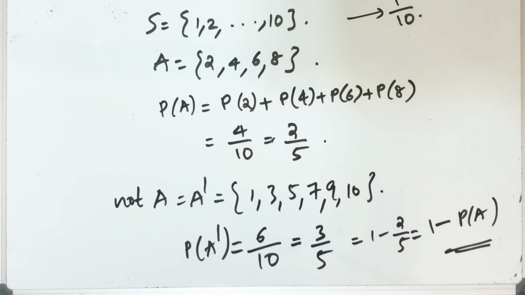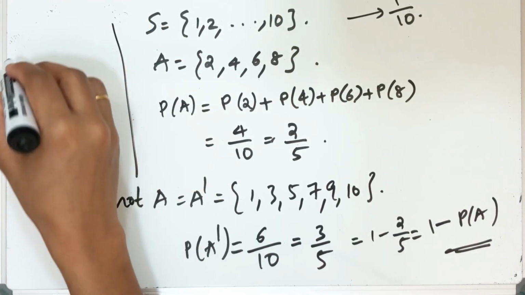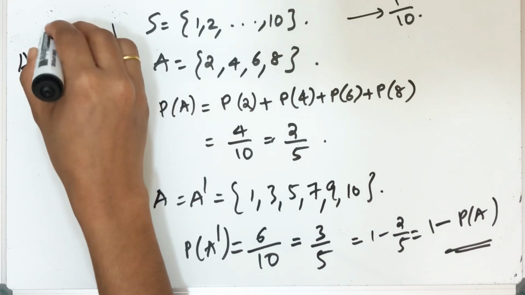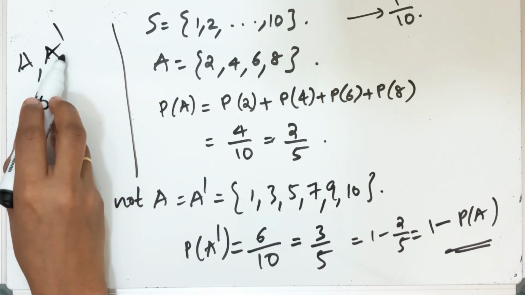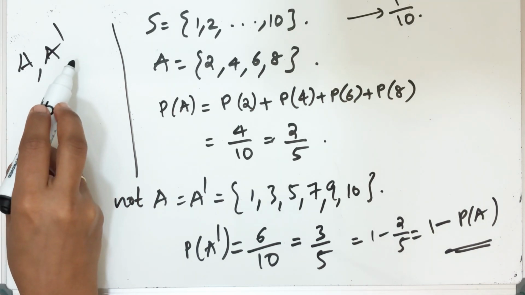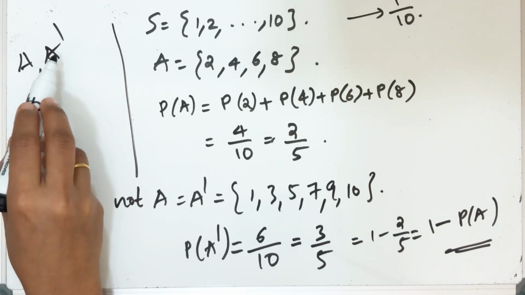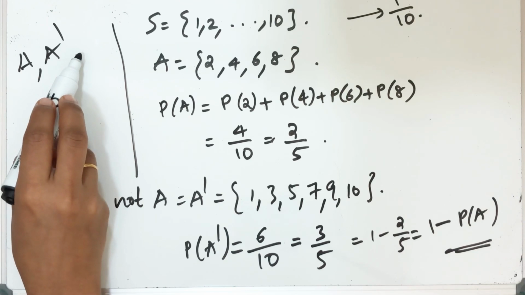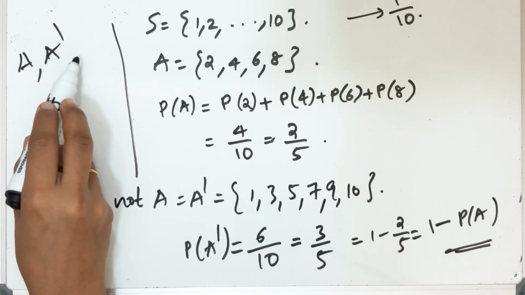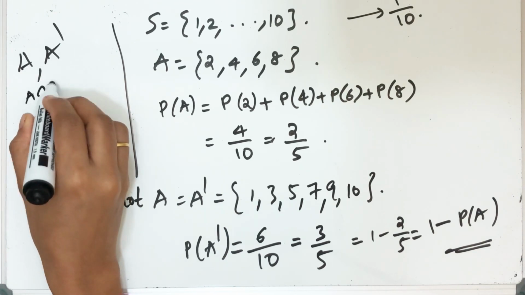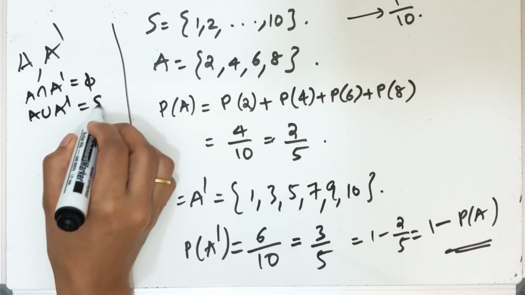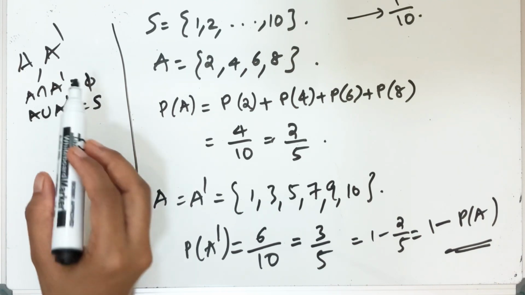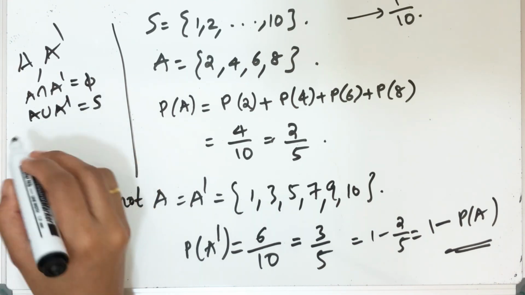How do we derive this formula? This is simple. We know A and A dash are mutually exclusive events. That is their intersection is empty. And also they are exhaustive events. That is their union is nothing but the sample set itself. A union A dash is equal to S. You can say A intersection A dash is equal to phi and A union A dash is equal to S. That is mutually exclusive and exhaustive events.